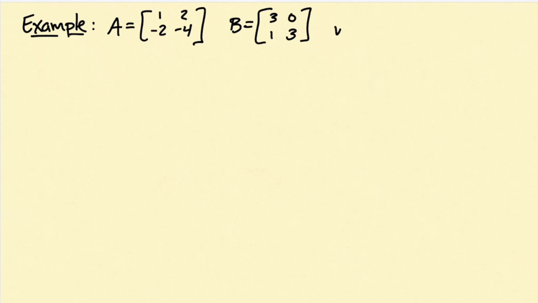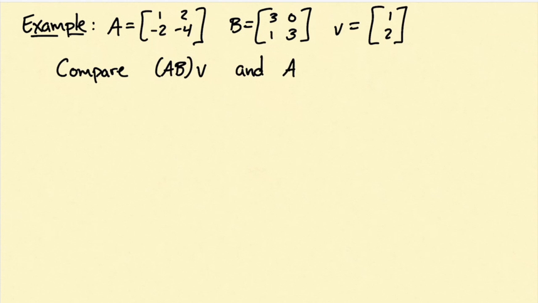So A is the matrix with columns 1, -2 and 2, -4. B is the matrix with columns 3, 1 and 0, 3. And V is the vector with rows 1, 2. We're going to compare the products AB multiplied by V and A multiplied by BV. So this is a great time to take a second, pause the video, and try this out yourself.